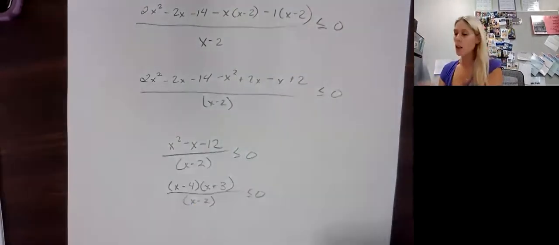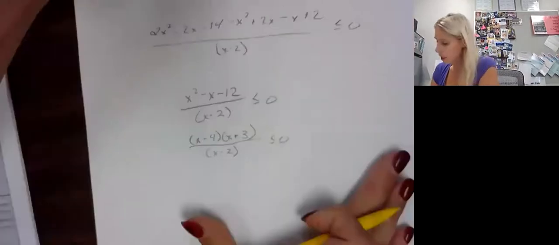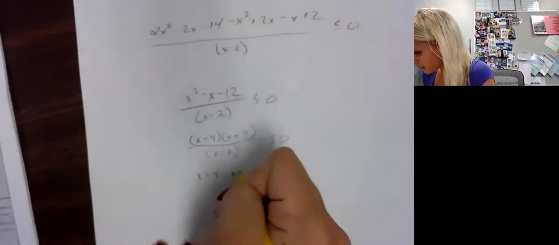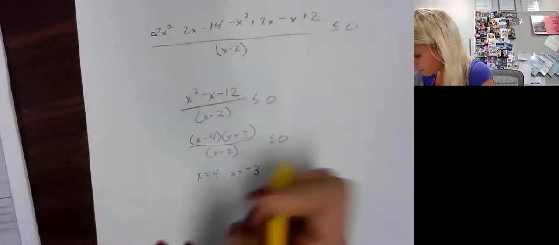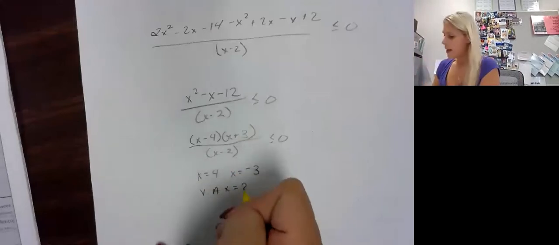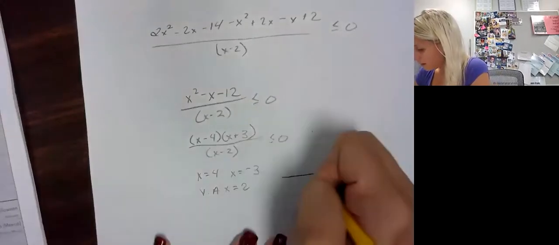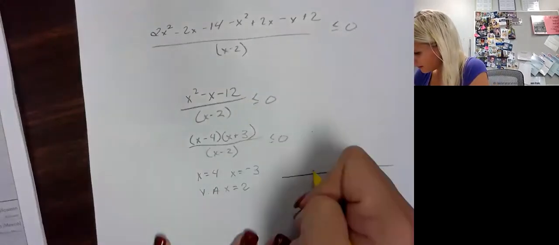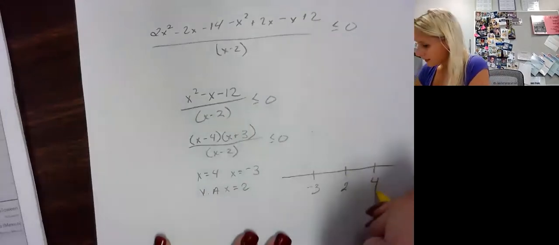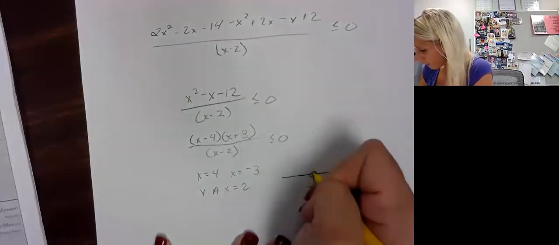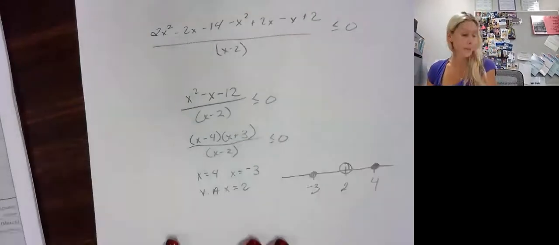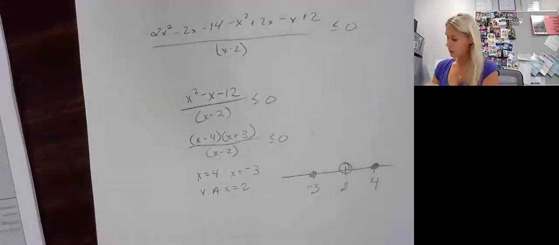Okay, when we set our numerator equal to 0, I get x equals 4 and x equals negative 3. And we have a vertical asymptote at x equals 2. Now we can do our sign ray. So I have negative 3, 2, and 4. This is equal to, so the negative 3 and the 4 are filled in. The 2 is open. And then we have to do our sign ray.